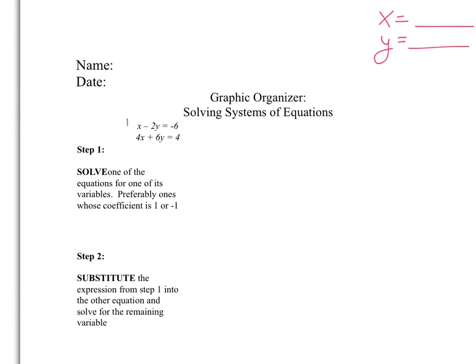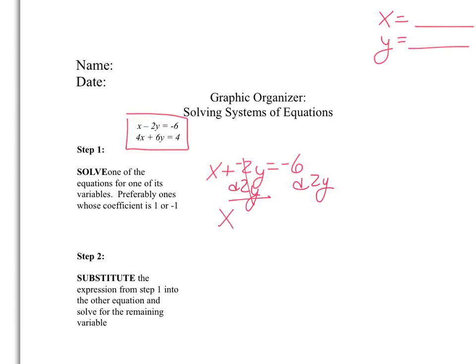So that's step 1. When I look at these 2 equations up here, which one has a variable that looks like it would be easy to get by itself? And I'm hoping you notice that it's the first one. So the x plus negative 2y equaling negative 6. I'm pretty sure I can get this x by itself fairly easily. So to do that, I'm going to add 2y to each side. Remember that the negative 6 and the 2y cannot go together. So x equals 2y plus negative 6. That's all we're doing for step 1.